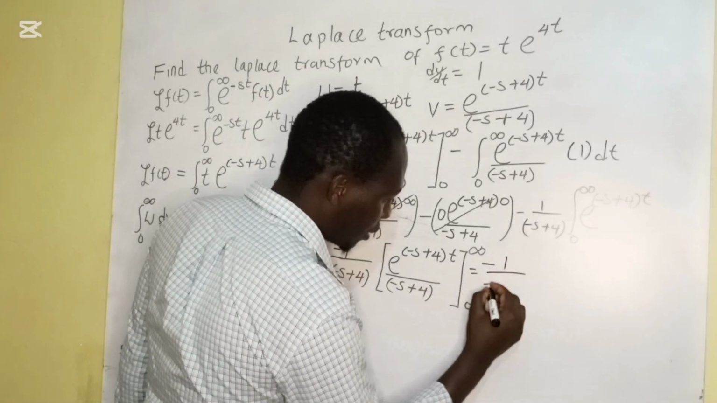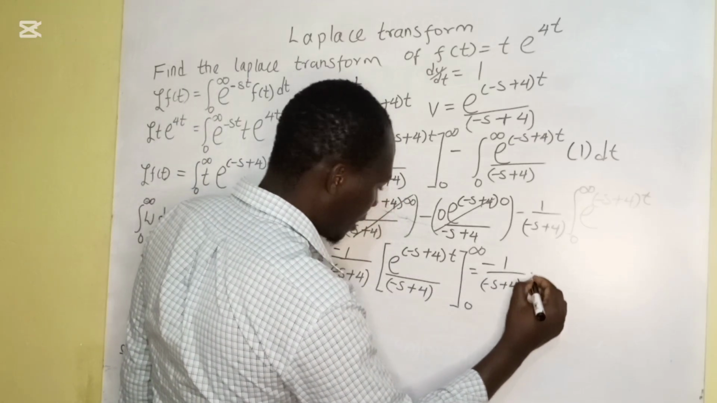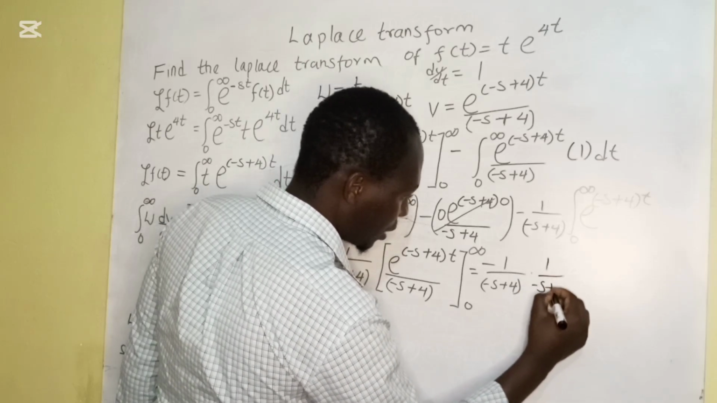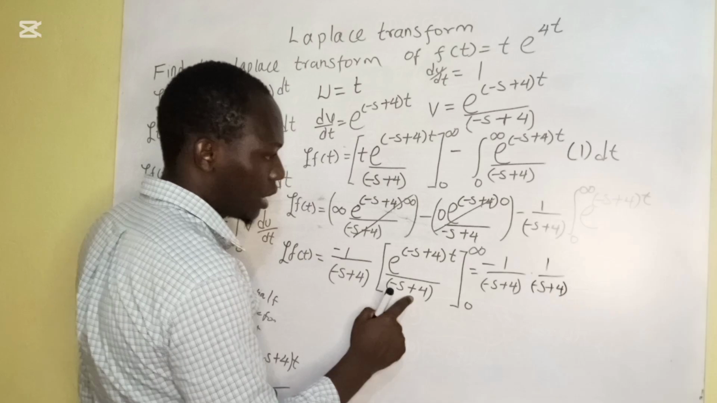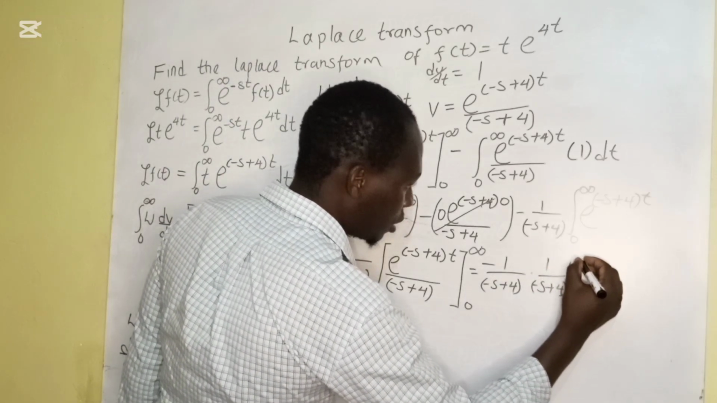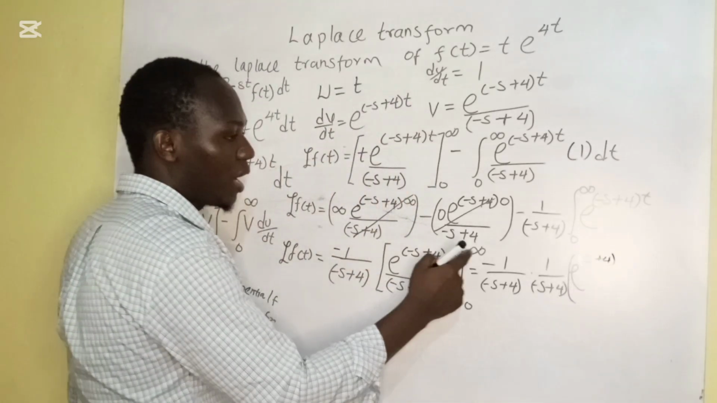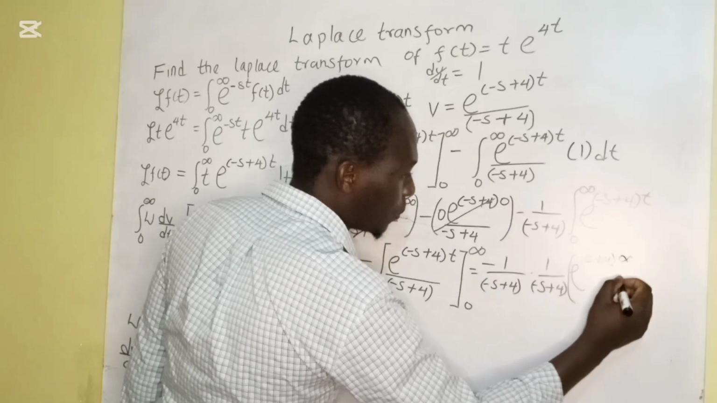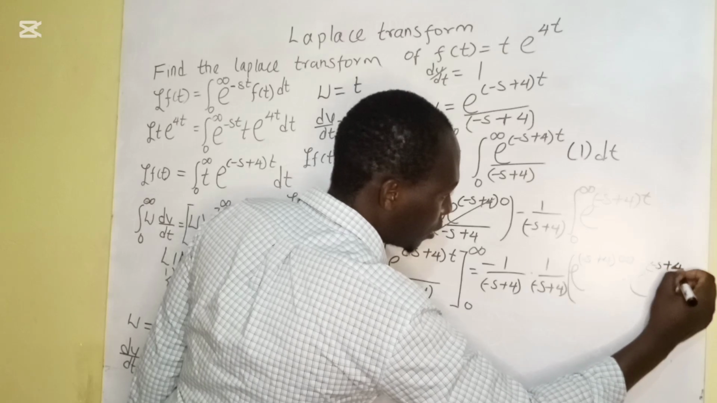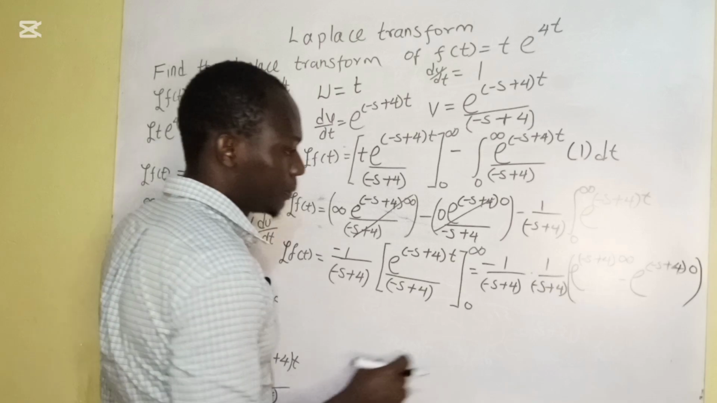We are going to have negative 1 all over negative (s + 4), multiplied by 1 all over negative (s + 4). We factor out this one, and we multiply by exponential negative (s + 4), inserting our upper limit, which is infinity. We subtract exponential negative (s + 4), inserting our lower limit, which is equal to 0.